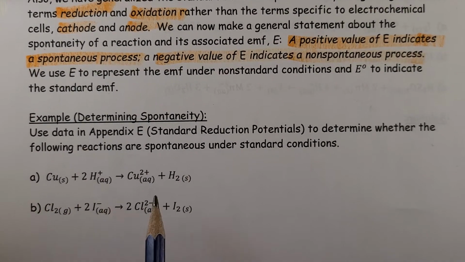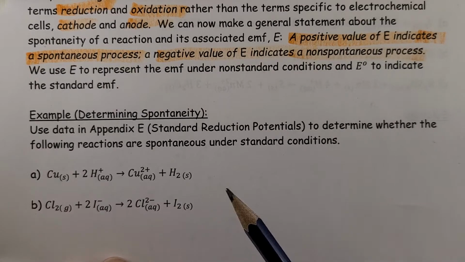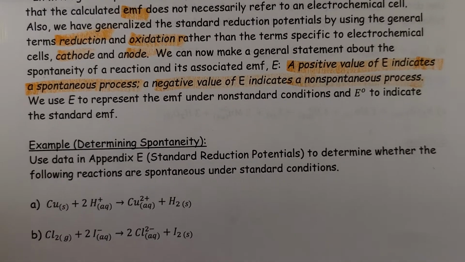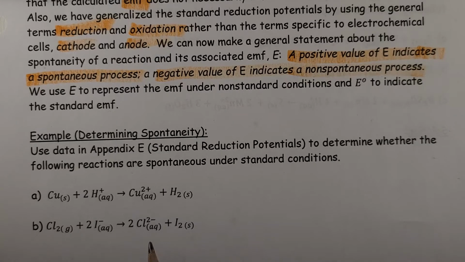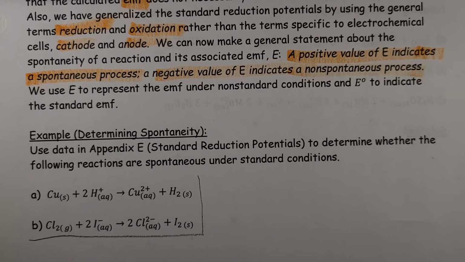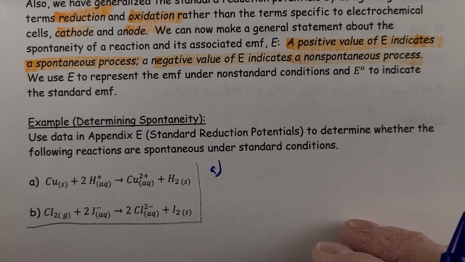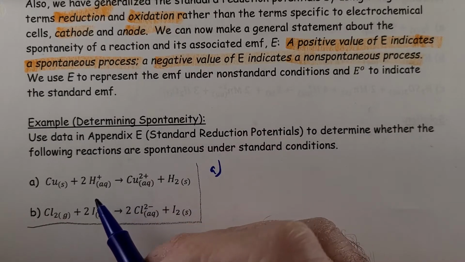So here we have a reaction involving copper and the hydrogen cell, and here we have chlorine and iodine. Now on the next page, I believe, there's a lot of room. Maybe what we'll do is work A over on this page, and we'll look at B on the next one. Okay, so over here, we have our reaction.